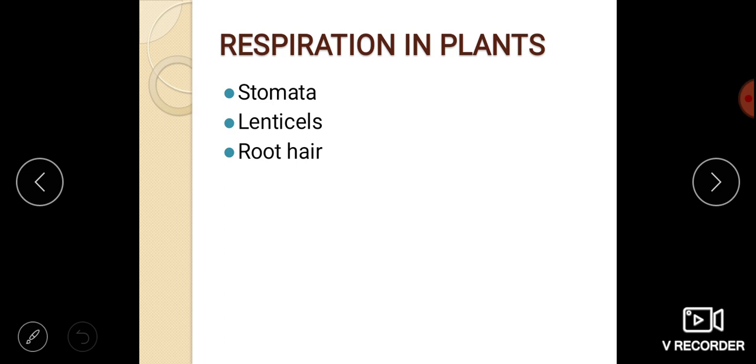Second is the lenticels. The lenticels are the pores which are present in the cork of the plant or the bark of the trees. When the leaves are shed, at that time these lenticels enable the easy diffusion of the gases. Third comes the root hair. These root hairs help especially in the absorption of water and minerals from the soil. They are also responsible for the gaseous exchange.